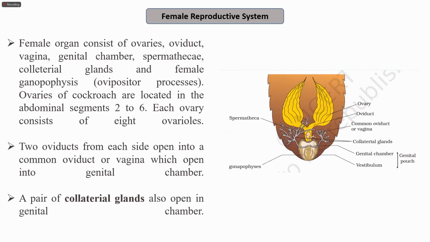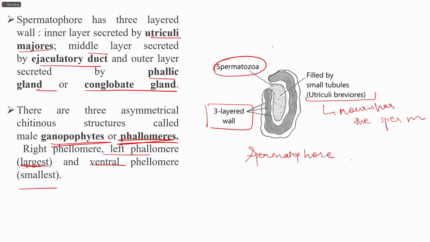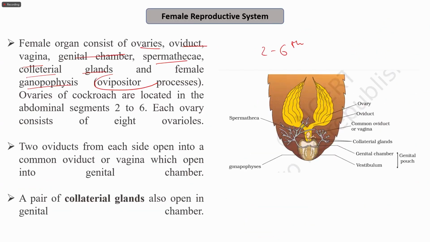The female reproductive system mainly consists of ovaries, oviduct, vagina, genital chamber, spermatheca, collateral glands, and female gonapophyses, which are the ovipositor processes. The ovaries of the cockroach are located in abdominal segments 2 to 6. Remember, testes are located in 4, 5, and 6, while ovaries are located in abdominal segments 2 to 6.